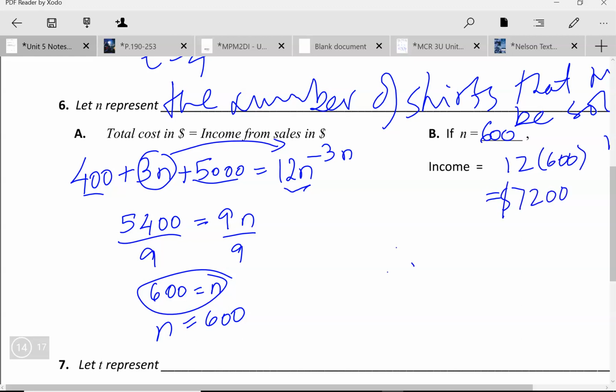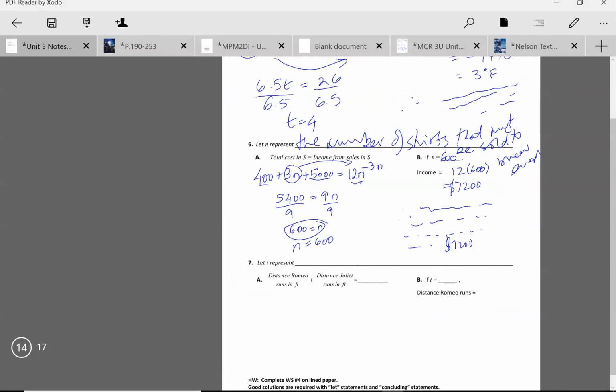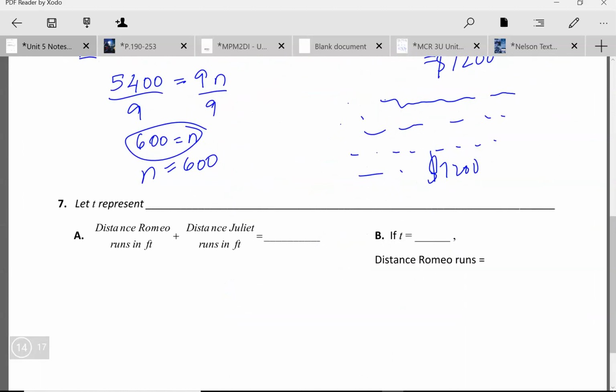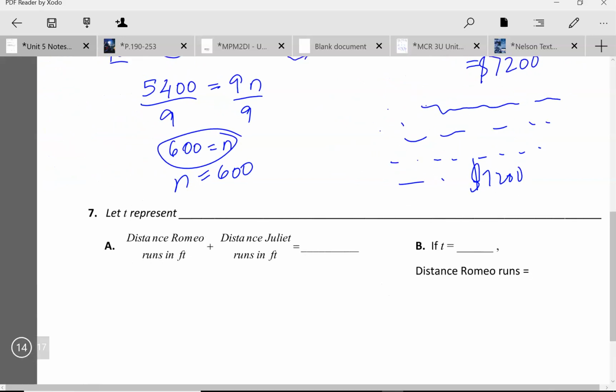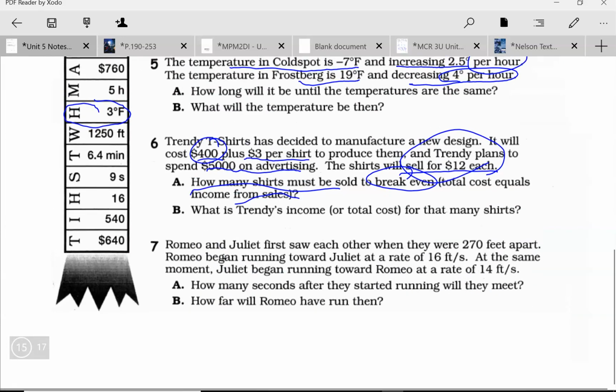So therefore, the number of shirts to break even is 600, and the total income is $7,200, which is also the total cost. So you haven't made any money because you spent $7,200 to sell the shirts, and you've made back $7,200 selling the shirts. So that's that.